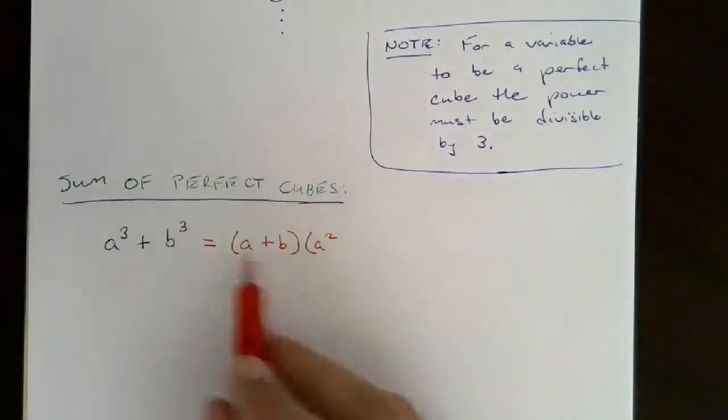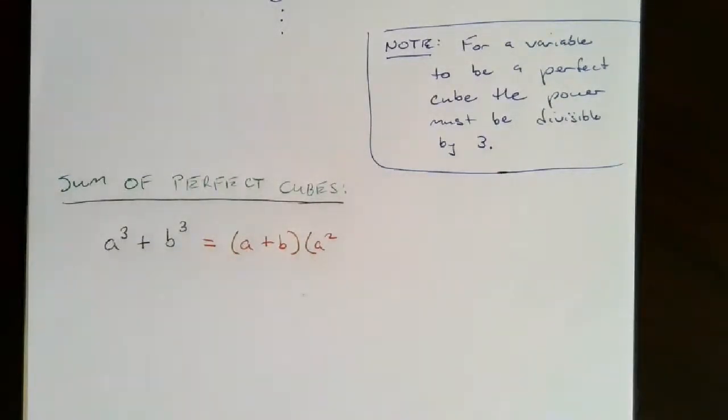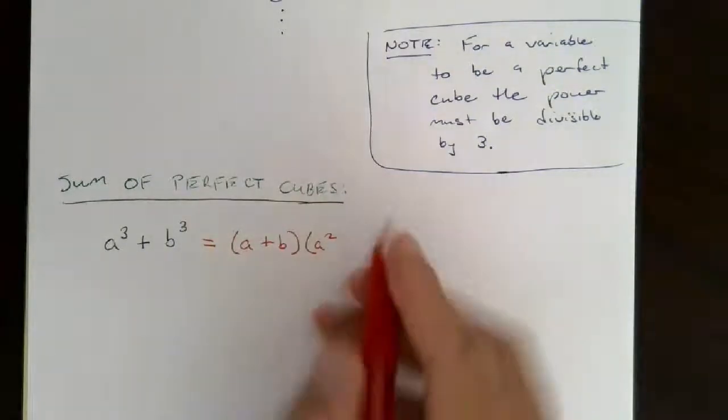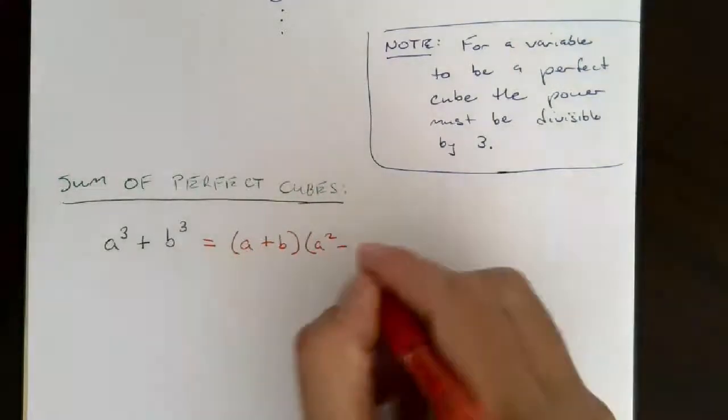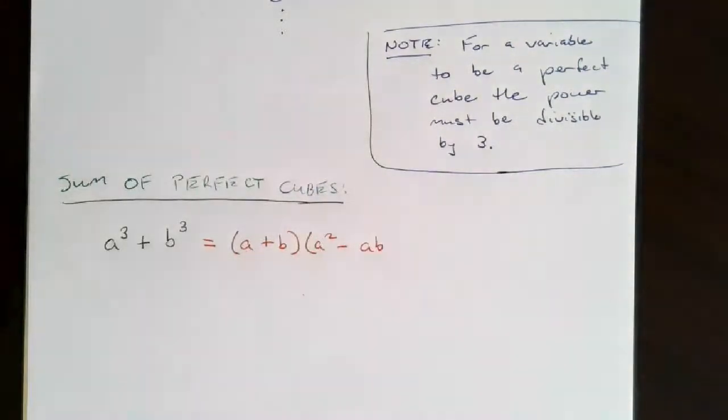All right, so it's whatever the first thing is squared. And then this was plus. You're always going to use the opposite sign next. So I'm going to put minus here. And then for the middle, you just multiply the bases together. So minus, this will be AB.